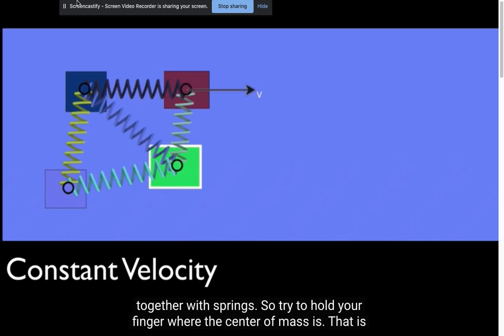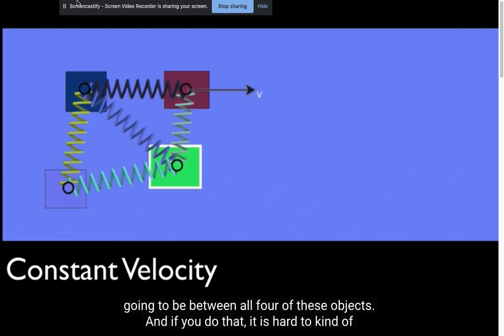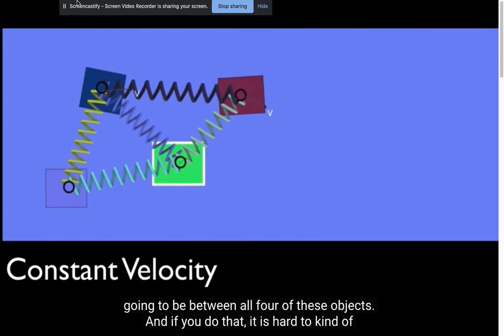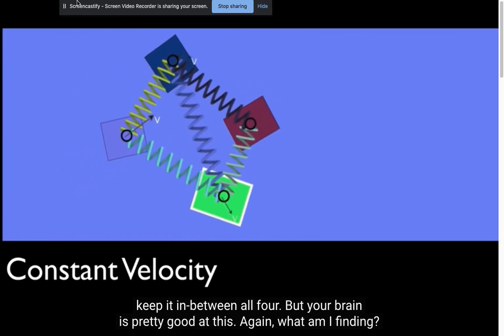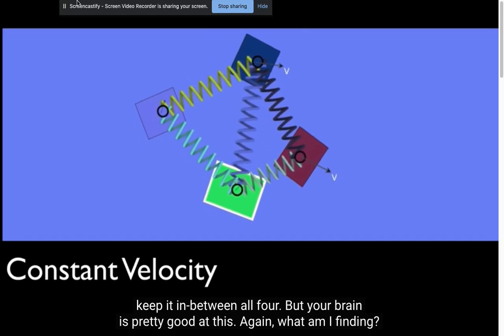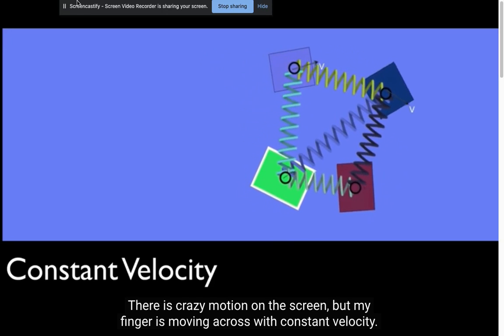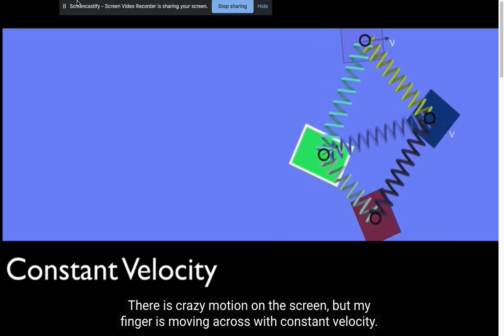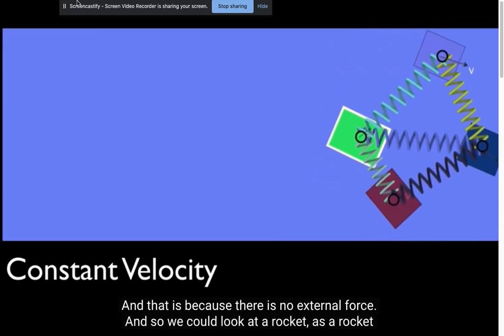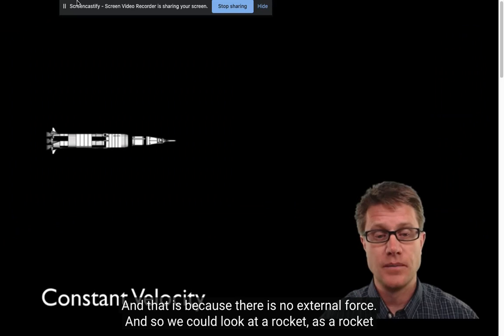We have 4 objects that are connected together with springs. So try to hold your finger where the center of mass is, right there in the middle of all 4 diagonal of these objects. If you do that, it's hard to kind of keep it in between all 4. But look, your eyes try to get distracted. Again, what am I finding? There's crazy motion on the screen, but my finger is moving across with constant velocity. And that's because there's no external force.